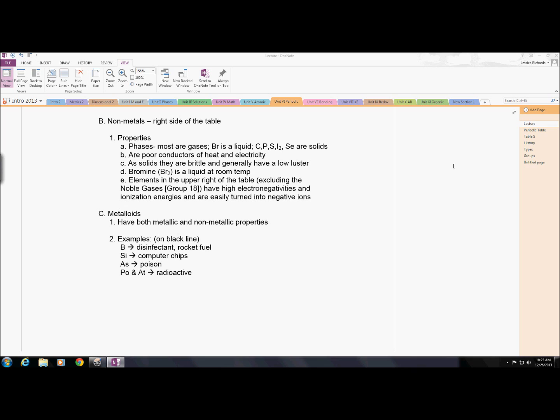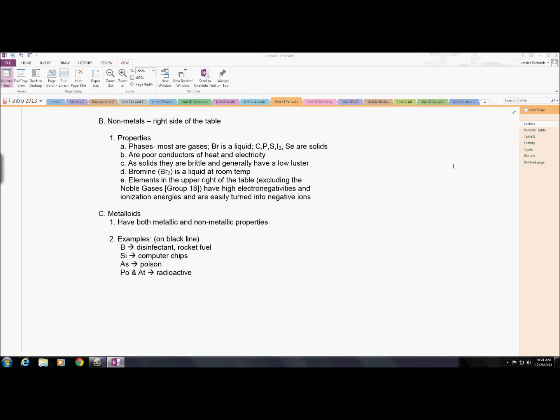When they are solids, they are brittle. So that means if you hit them with a hammer, they're going to smash into pieces. Think of a charcoal briquette. They have low luster, so most of them aren't shiny at all. We say that they're dull instead of having luster.